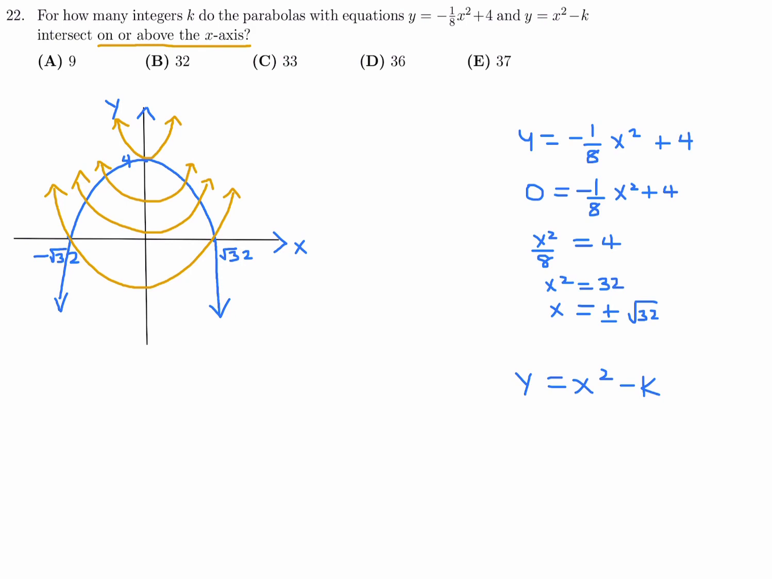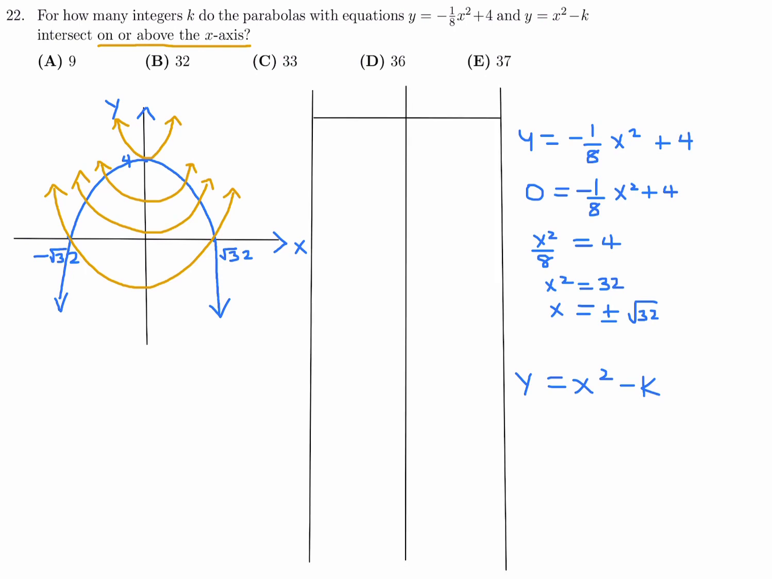The first thing, of course, is I'm going to have to make a table. I'm going to have to make a table for x and y. So x and k are what I'm interested in. So the very first thing I want to do is figure out where they intersect on the x-axis. And that's pretty straightforward, because if they intersect on the x-axis, then that means that we can figure out this value by setting x equal to root 32, right? Because that's what happens. That's the intersection point.